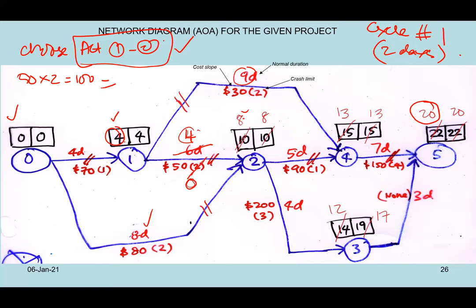And if you already know the original cost of the project, then basically you can add up with 3050. You add up with that, then it becomes 3150. This is the new project cost, and the project can be done in 20 days. Okay, that is the finding.